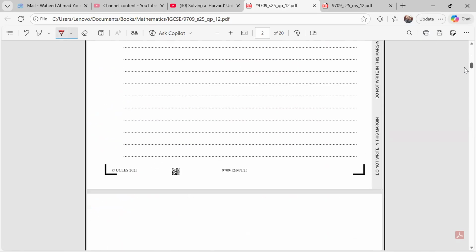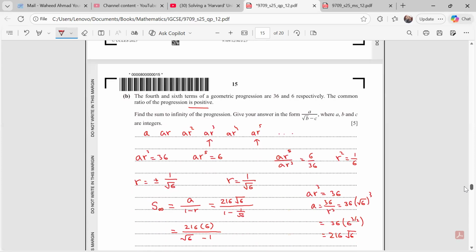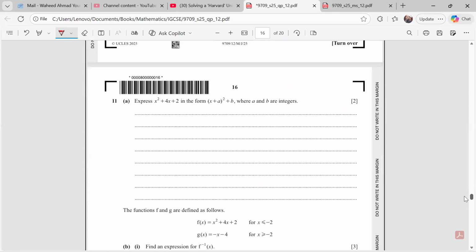So today we will be solving question number 11. This is the last question of this exam. Let me go over it. This is question number 11.